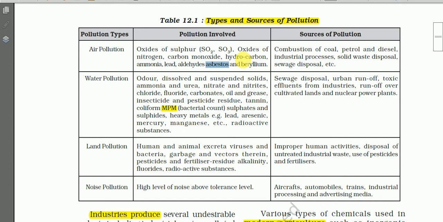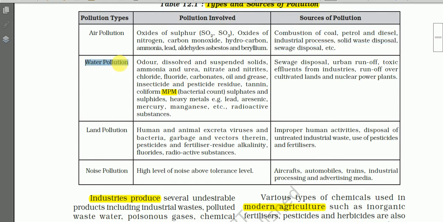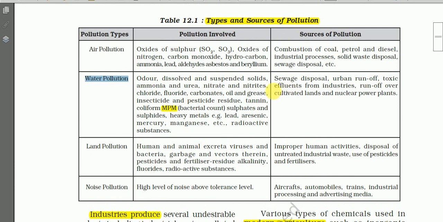Then about the sources of air pollution, we have combustion of coal, burning of coal, then petroleum, diesel, industrial processes, then solid waste disposal and sewage disposal. Next we have water pollution.